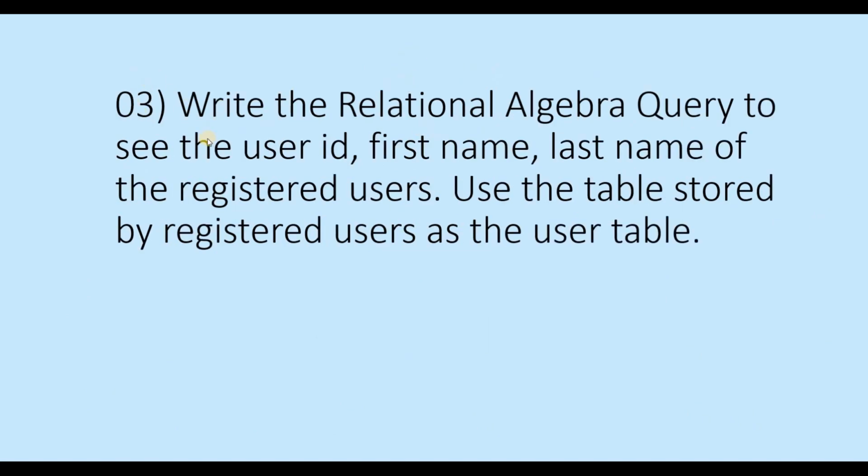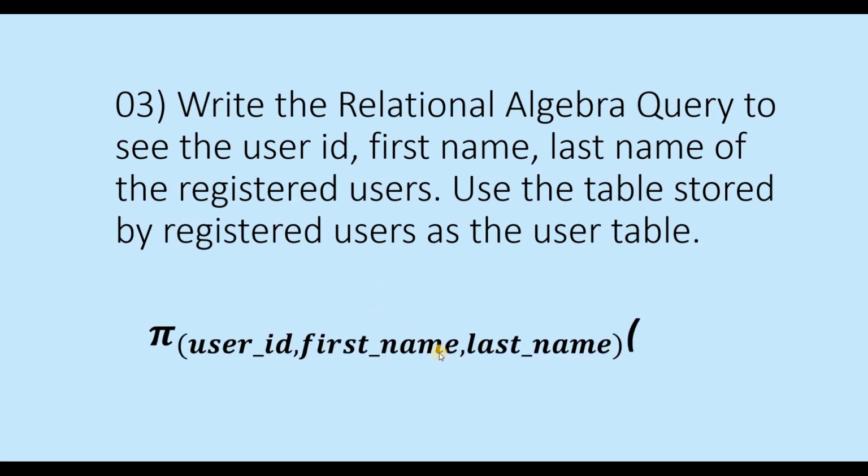Here's the third question. In the third question, we have to write the relational algebra query to see the user ID, first name, last name of the registered user. So in the third question also, we have to write the query by using relational algebra query, and we have to get user ID, first name, and the last name. So in this part also, we have to use the projection. The operator is the pi, the letter pi, and here's the conditions. We have to get a user ID, first name, then the last name by using the table user. So here's the relation. Here's the operator, here's the condition, and here's the table.